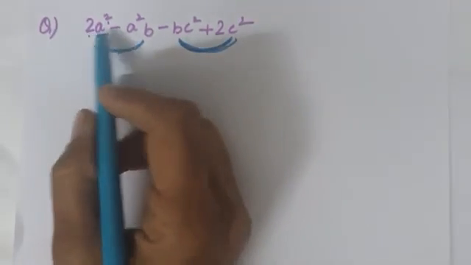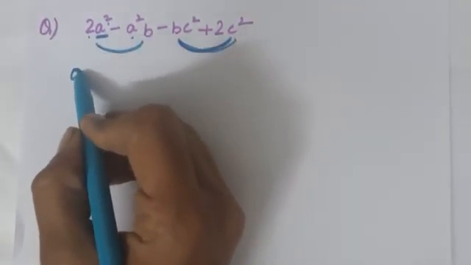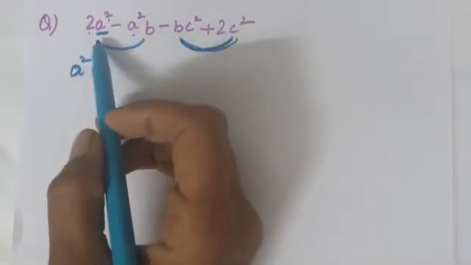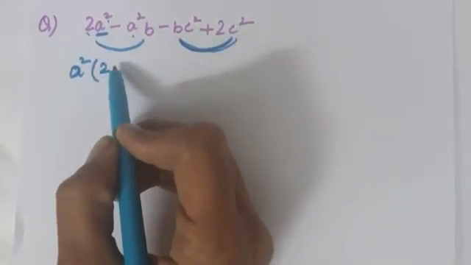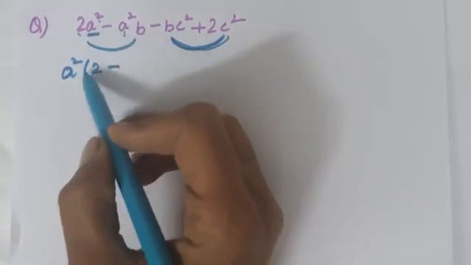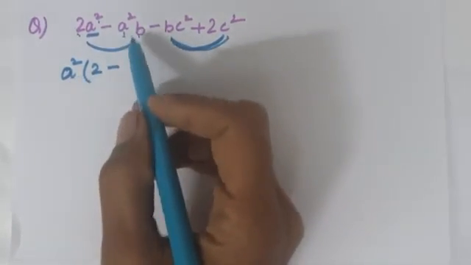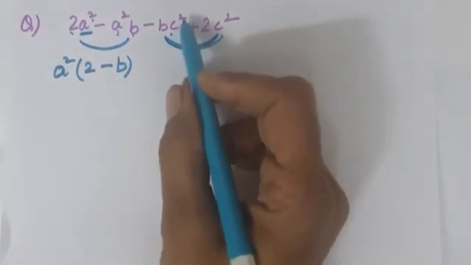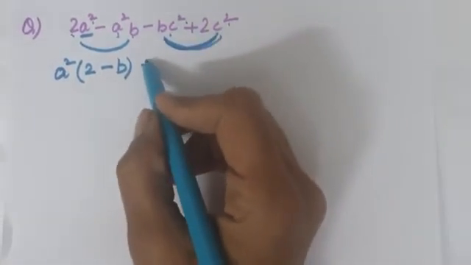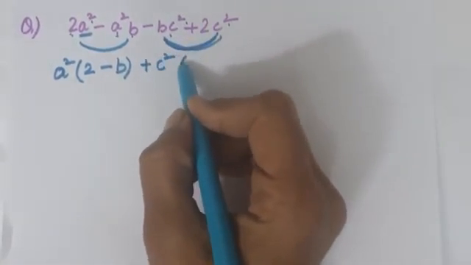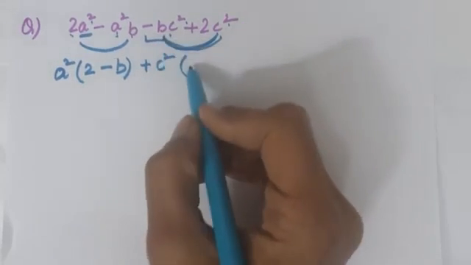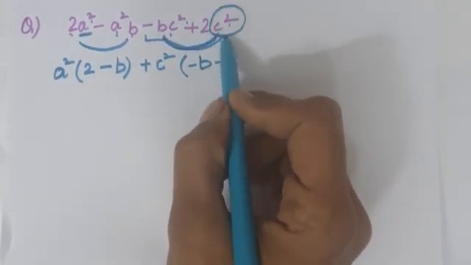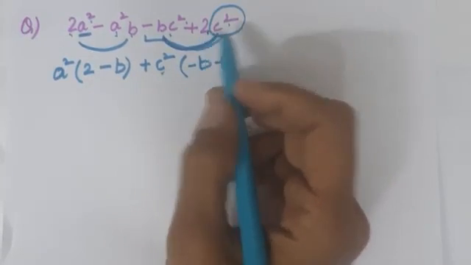So now a square is common in these two terms. So what is left here? That is 2 minus b. I have taken a square common. So what is left? b. Now c square means c square is common here. So now what is left? Minus b plus c square is common. So what is left inside?